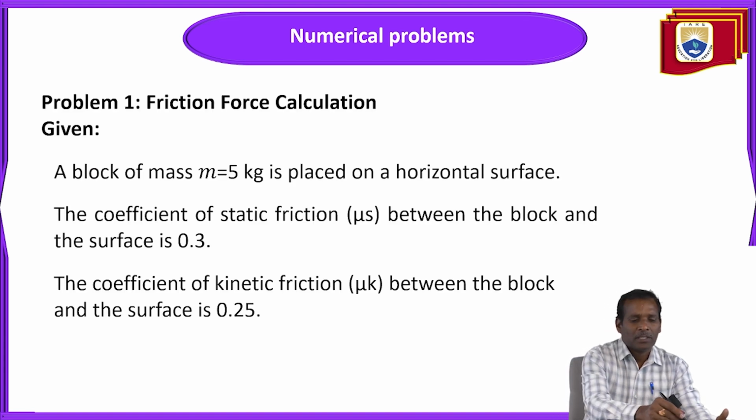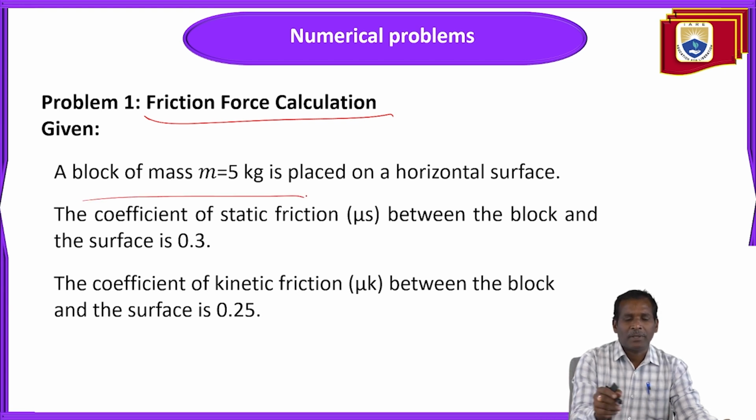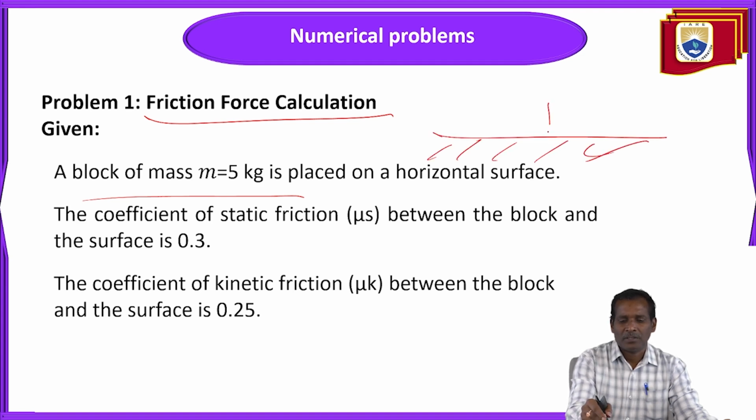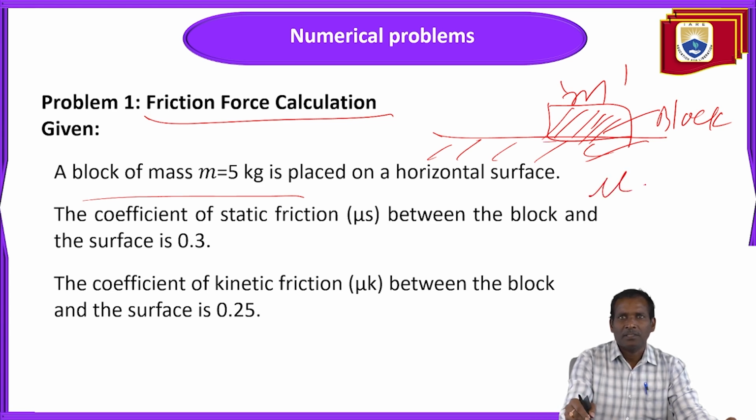So, problem 1, frictional force calculation. Sometimes they will ask for the friction force calculation only: calculate the frictional force. The given data is a block of mass 5 kg placed on a horizontal surface. This is a block having mass 5 kg placed on a horizontal surface. The coefficient of static friction between the block and the surface is mu s equal to 0.3.